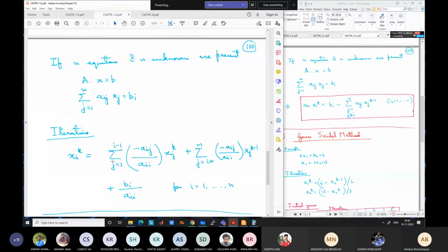This is one term, and the second term is all the values of j which is greater than i. So j is equal to i plus 1 to n, minus a_ij divided by a_ii, which comes from this side, x_j^(k-1). In this case x_j^(k-1) I have to use because we have not yet calculated these values.